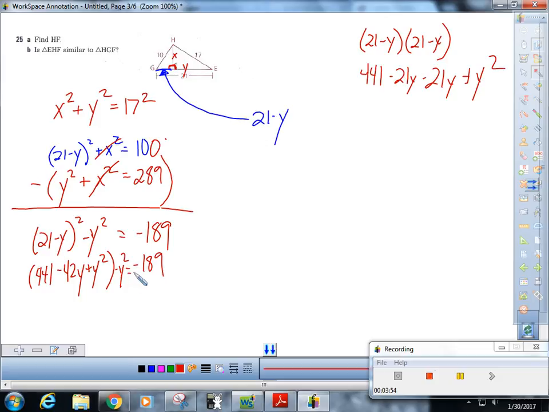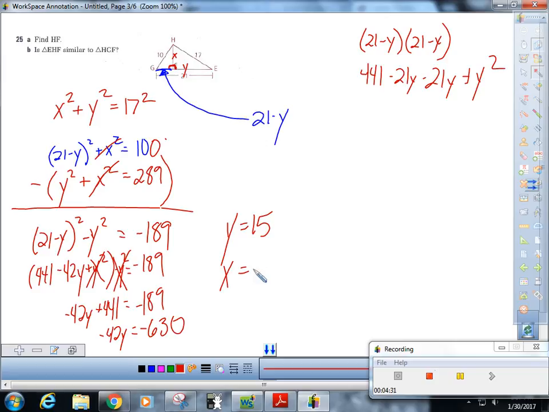And now I love that, because what's going to happen to my y squared and my negative y squared? They're gone. That seems to be happening a lot with these elimination problems, which is nice. So you get a negative 42y plus 441 equals negative 189. Subtract 441. What is it? And 630 divided by 42. So y is 15.